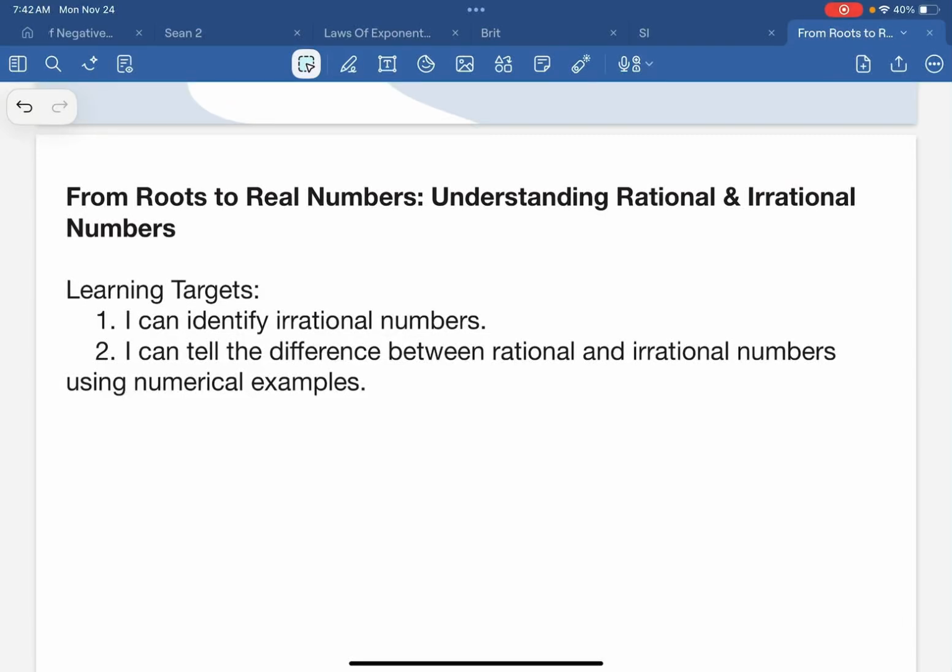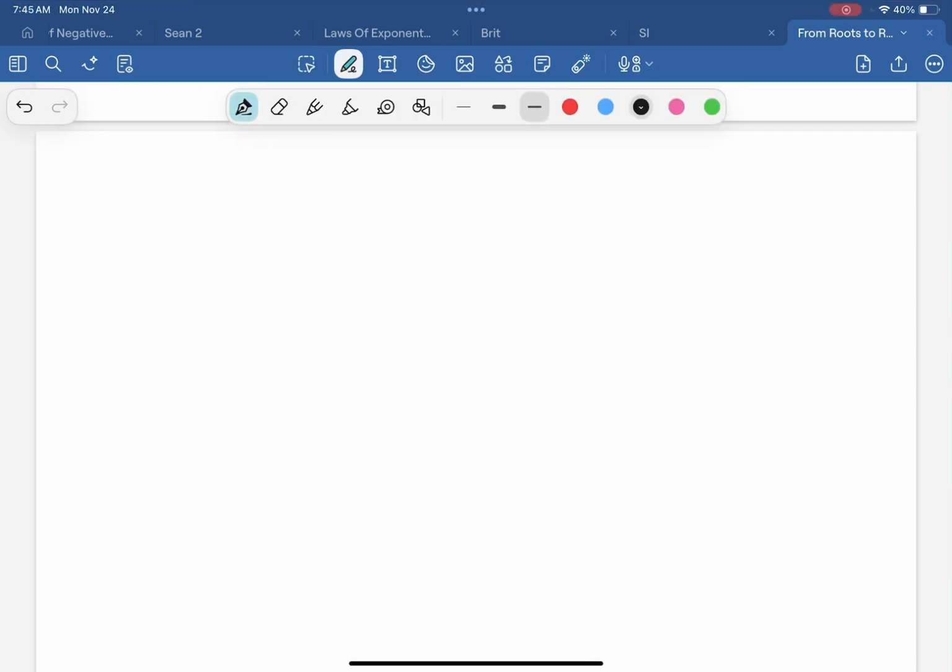Hello, class. Today's lesson is about from roots to real numbers, understanding rational and irrational numbers. And here are the learning targets. 1. I can identify irrational numbers. And I can tell the difference between rational and irrational numbers using numerical examples.